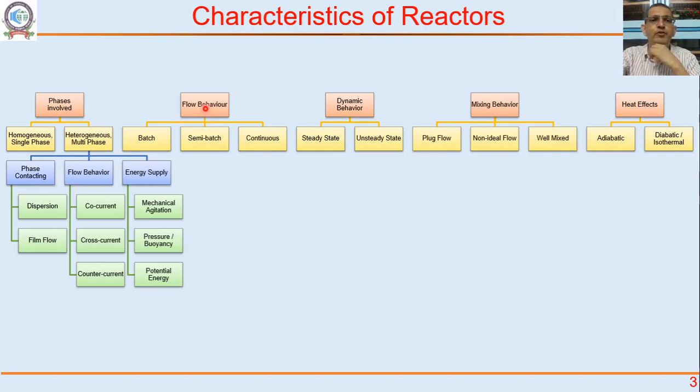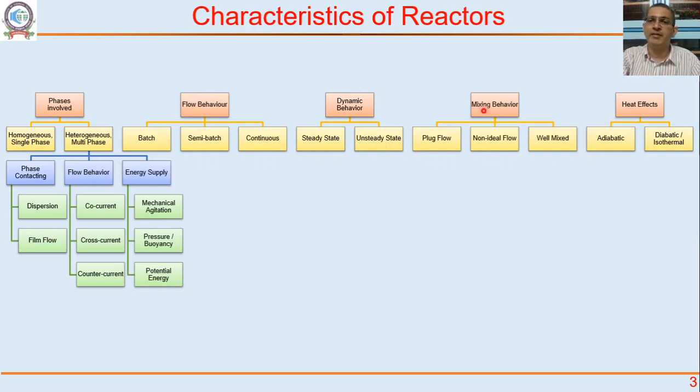Some other characteristics you might have thought about is whether the reactor is operated batch wise, in a semi-batch manner, or in a continuous manner. Another thing that you could have classified is dynamic behavior, meaning whether the reactor is being operated under steady state conditions or under unsteady state conditions. That means where concentrations, temperature, pressure is changing with respect to time. That's what we mean by unsteady state.